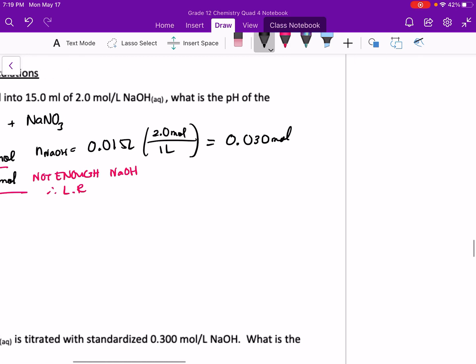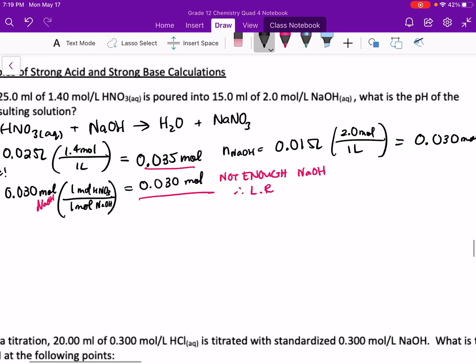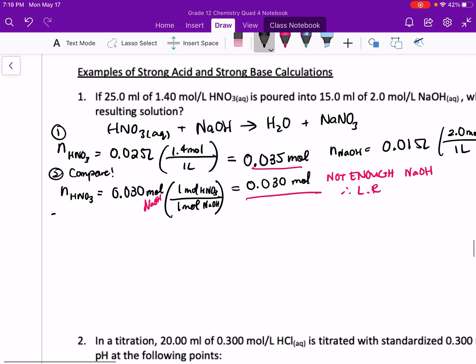So when I put in solution my nitric acid and my sodium hydroxide, all of my sodium hydroxide will be used, and I will still have some nitric acid left over. I want to figure out how much is going to be left over.